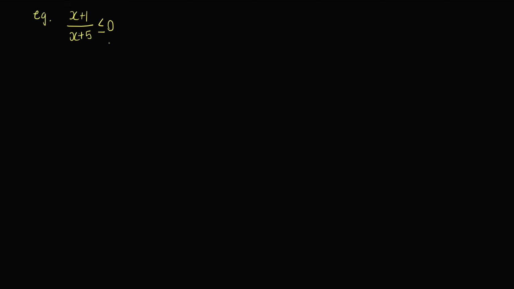Let's take a look at this example over here. This one has a restriction. So, let's first find the critical points. This function equals 0 when x plus 1 is equal to 0. Therefore, x is equal to negative 1. That's the zero. And the restriction is that x can't equal negative 5. And those both become points on the number line.